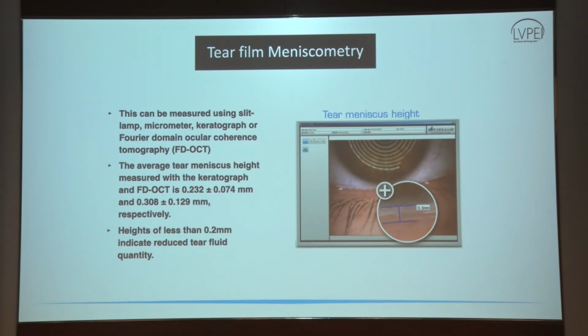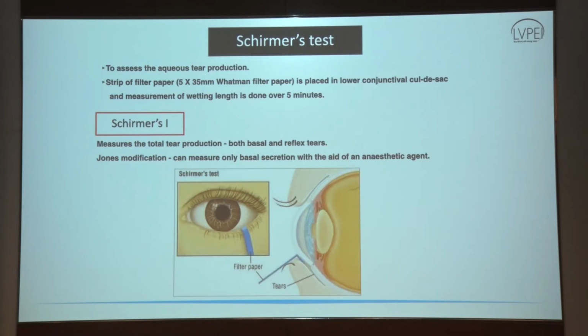And tear film meniscometry is mainly to measure the slit lamp height and the average tear meniscus. Usually it is available in keratographs, but you can also do fluorescein staining in order to measure the tear film height. A height of less than 0.2 millimeters would be abnormal.